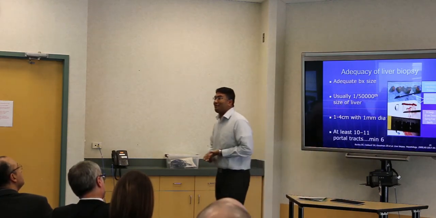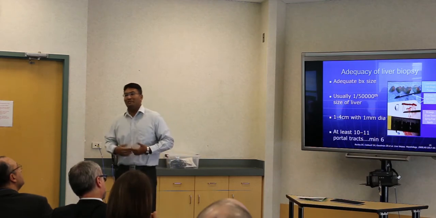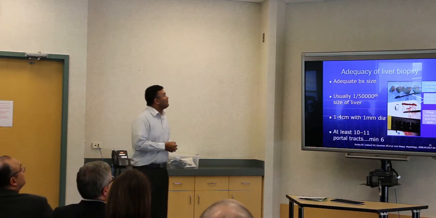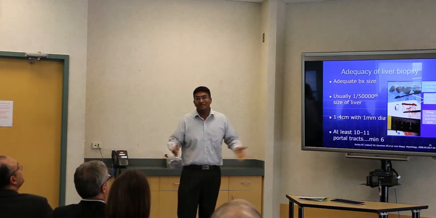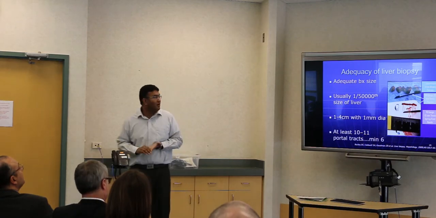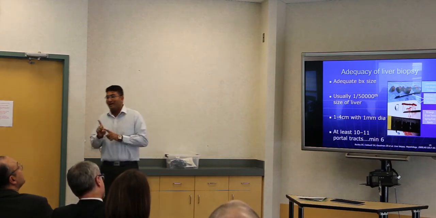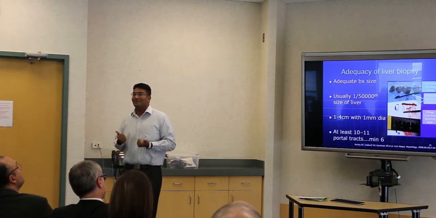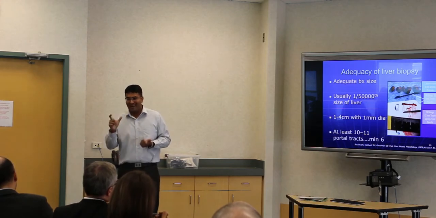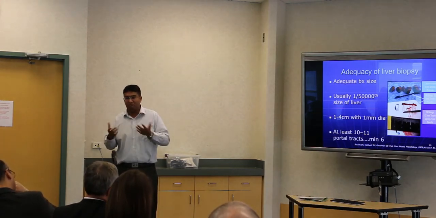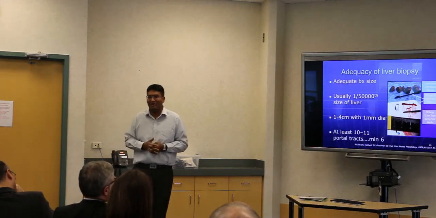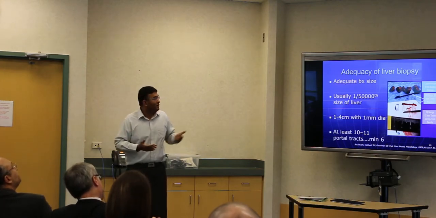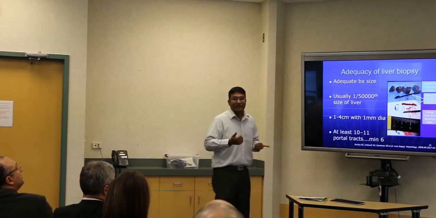So what's an adequate liver biopsy sample? Because sometimes you send biopsy samples to the pathologist and get back a report saying it's not adequate. The first thing is it usually represents 1 in 50,000 of the size of the liver. It should be approximately 1 to 4 centimeters in length and 1 millimeter in diameter. What the pathologist should be able to see is approximately 10 to 11 portal tracts. Some people are happy with a minimum of 6, depending on how good the pathologist is, but for a definitive diagnosis of what's going on in the liver, we need at least 6 portal tracts to be seen in the biopsy sample.